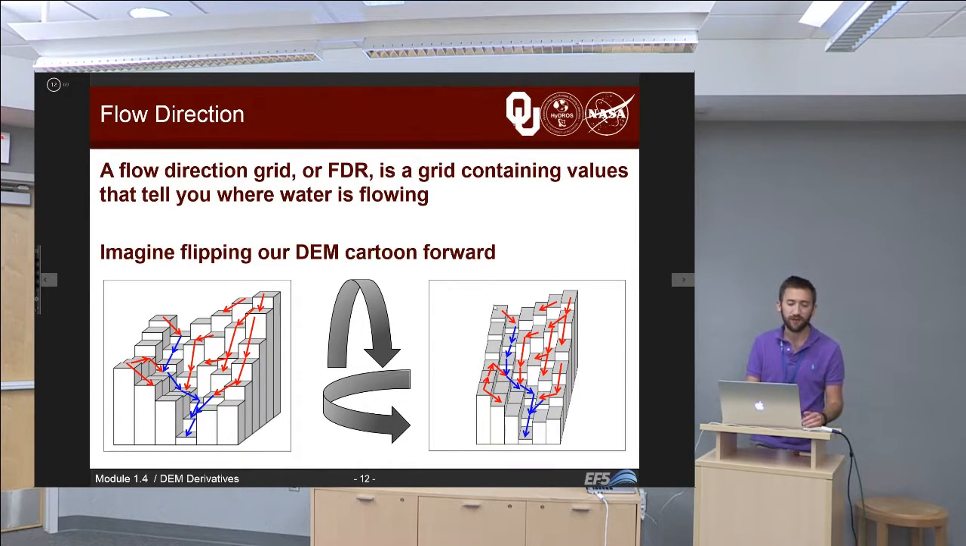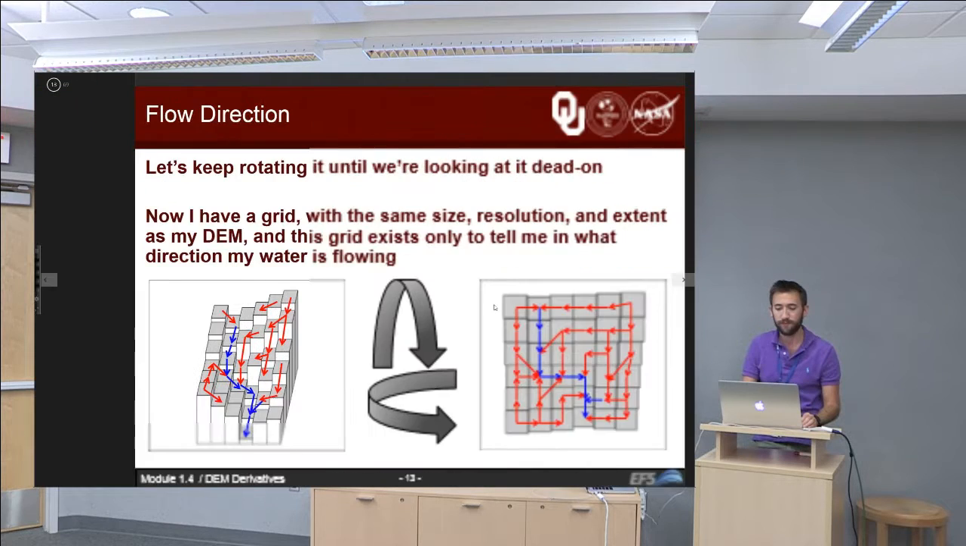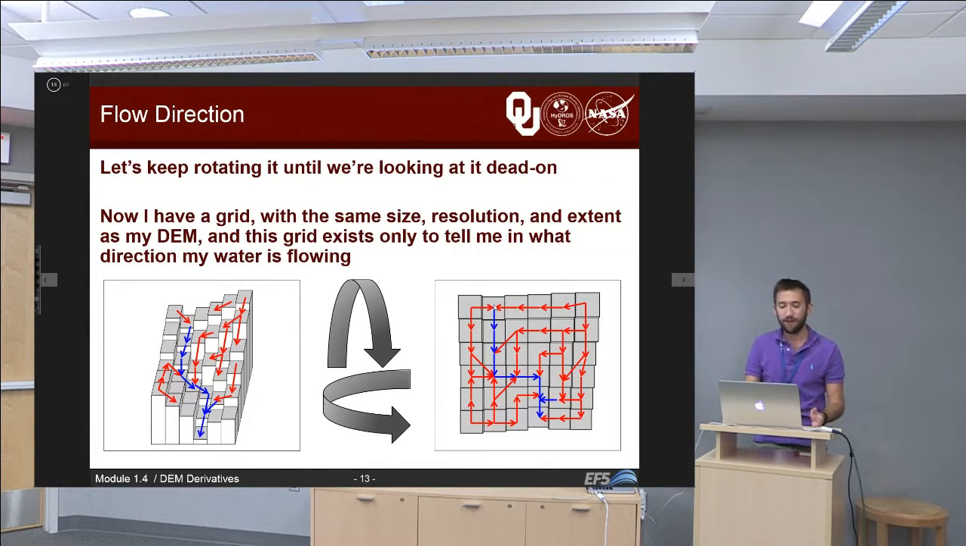Now let's move on to discussing flow direction grids. Flow direction grids, or FDRs for short, are grids that contain values that tell you where water is flowing. So let's imagine taking our DEM cartoon from earlier, and we're basically going to tilt it toward the camera so that we're looking at it from basically directly up in the sky, downward at the Earth's surface. When we look at it dead on, now we have a grid. It has the same size, resolution, and extent as the original DEM.